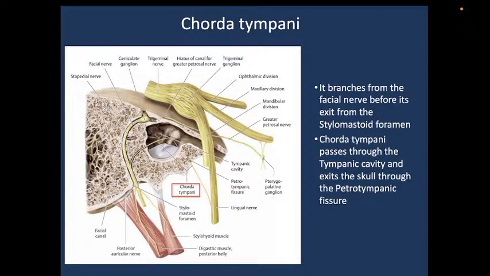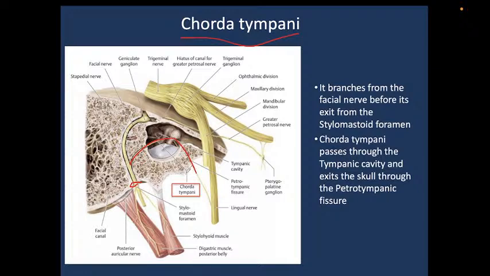Next, the third branch of the facial nerve is called the chorda tympani. It branches in the inferior part of the facial canal before the nerve exits from the stylomastoid foramen. Here is the stylomastoid foramen, and you see this branch called chorda tympani.